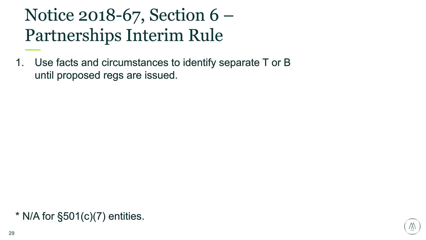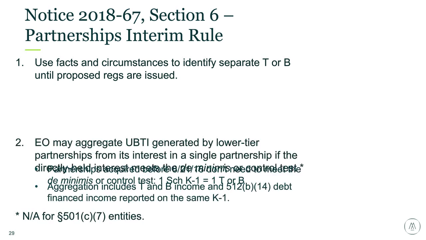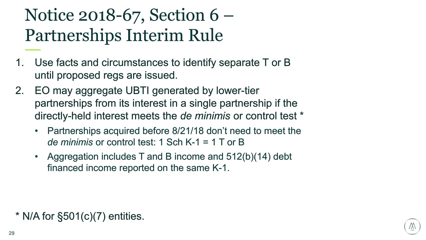If we look at Notice 2018-67, one of the sections goes into the partnership rules. So generally, as with all of these notices that we're talking about, these aren't actually law yet. There are no regulations that define how an organization should do this. So really what the IRS says in all of these cases is you use facts and circumstances to separately identify trades or businesses until proposed regulations are issued. Now, what are some of the things that the IRS is recommending? Well, there are two different things that we need to look at.